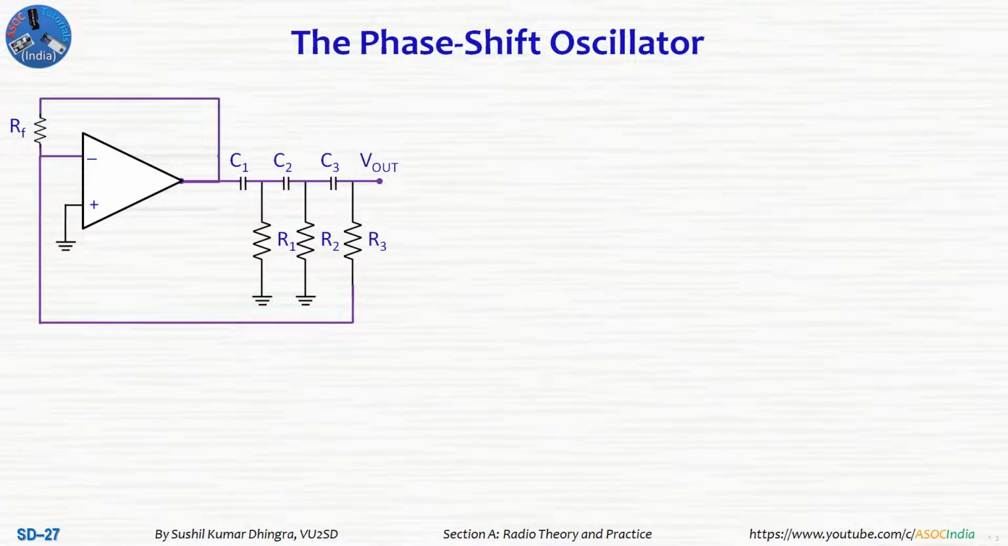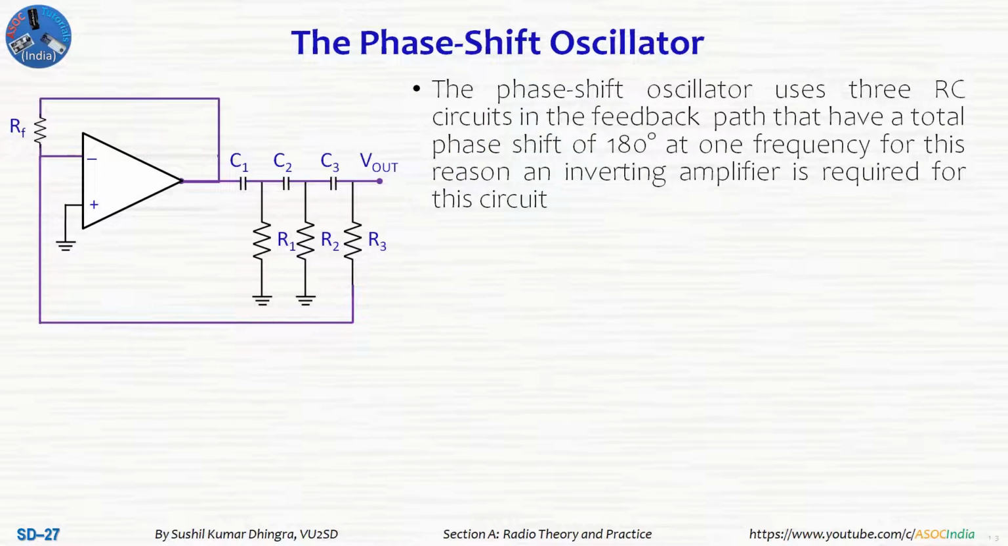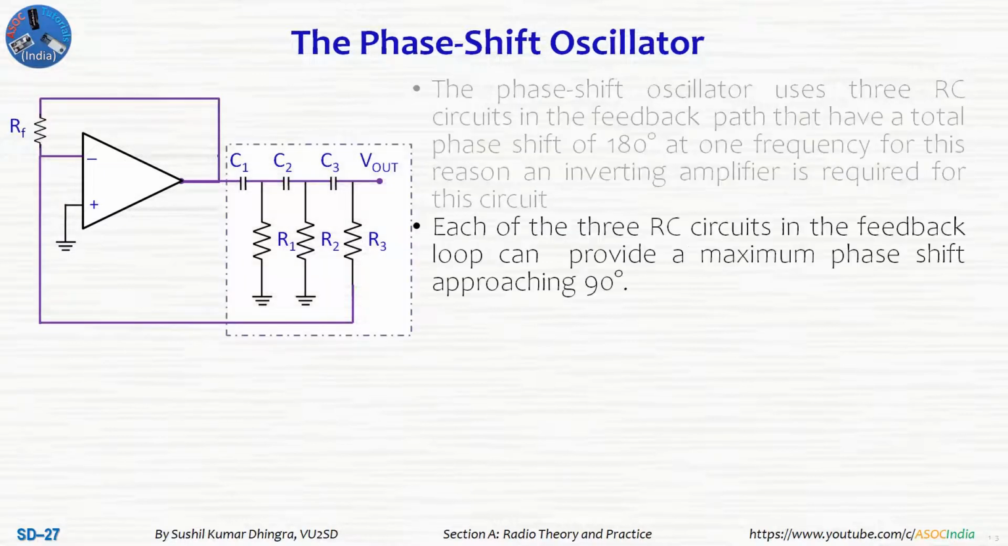The next one is the phase shift oscillator. This one you have to understand. The phase shift oscillator uses 3 RC circuits, which you can see on the left side, and the feedback path of these 3 circuits has a total phase shift of 180 degrees at one desired or specific frequency. For this reason, an inverting amplifier is required for this circuit.